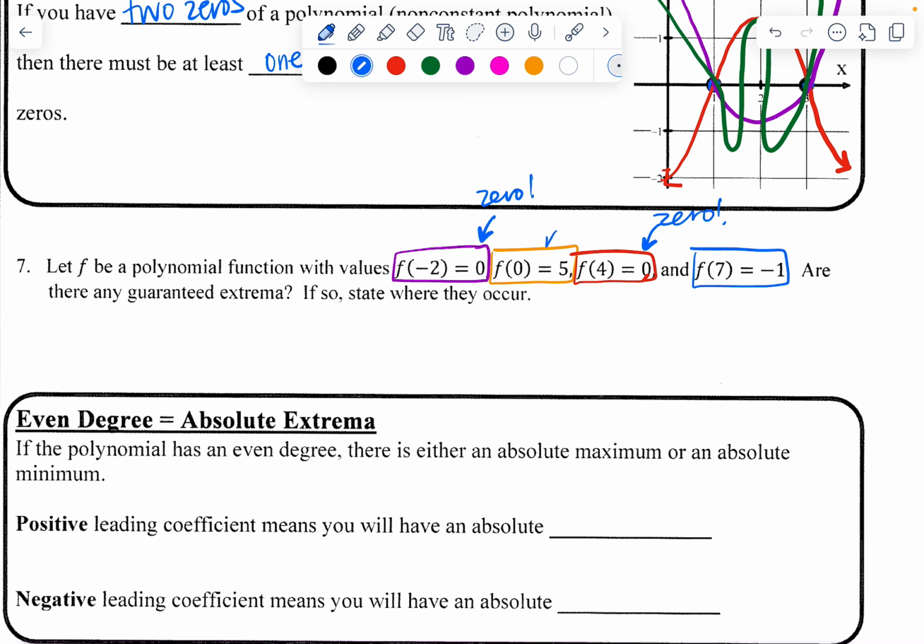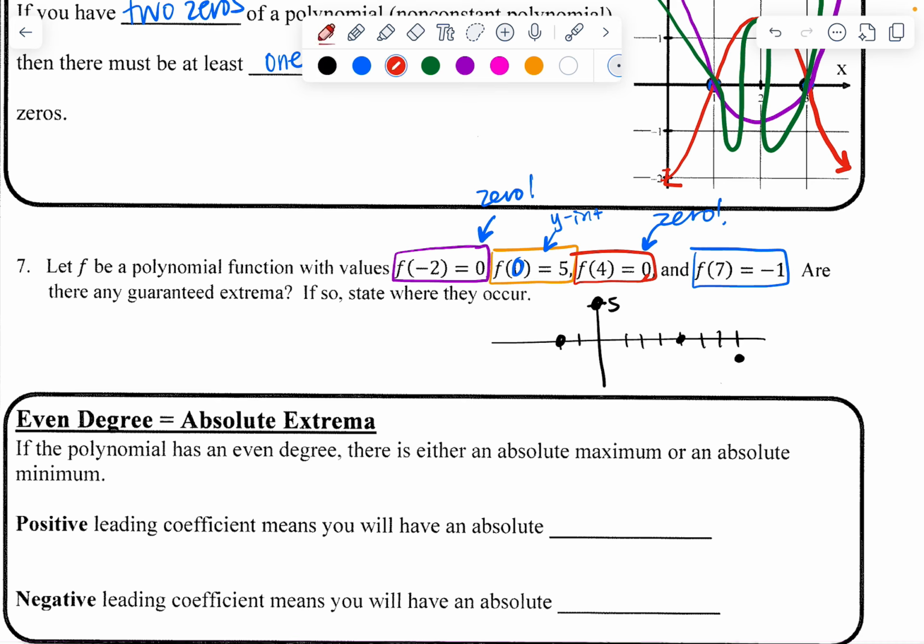What I see here, is this a 0? No, but when x is 0, the y is 5. So we call this a y-intercept, okay? So if I were going to sketch this, this is what it's looking like. When x is -2, there's a 0. When x is 4, there's a 0. When x is 0, y is 5. Let's say it's here. And when x is 7, y is -1. So it looks something like this.